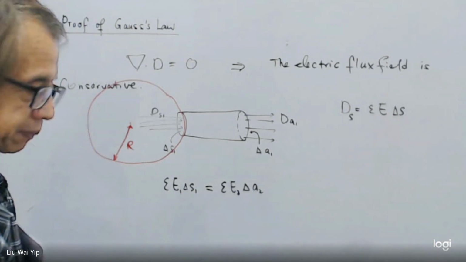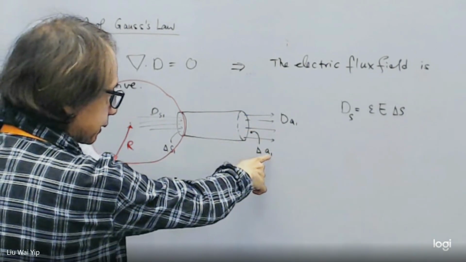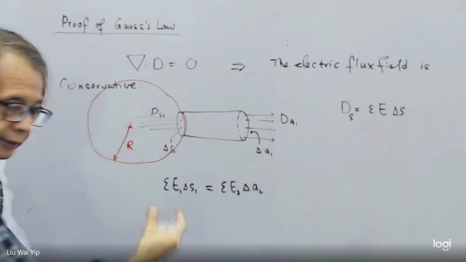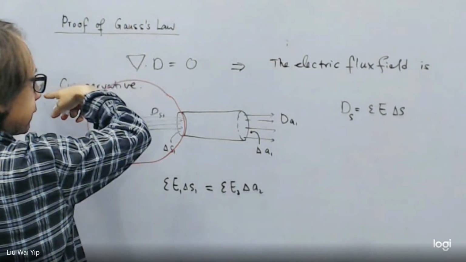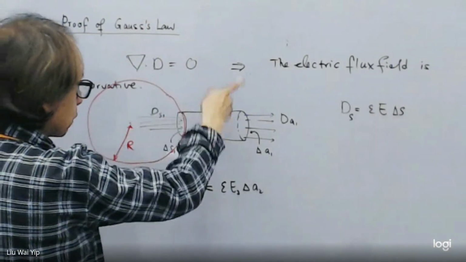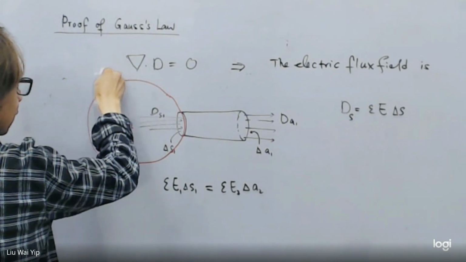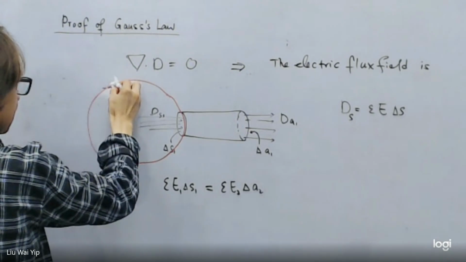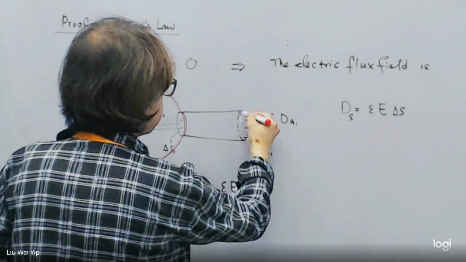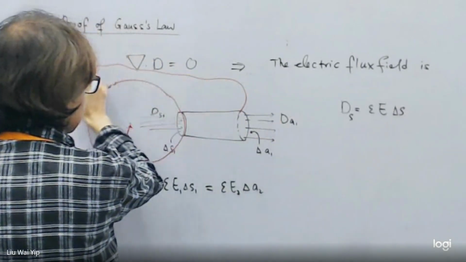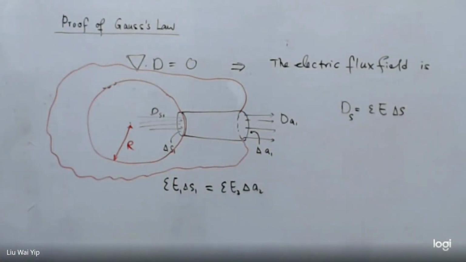And on the other hand, this delta A1 here is the section of a Gaussian enclosure, and this Gaussian enclosure is not a perfect sphere. It can be an irregular shape. It can be something like this. So this is the section we are considering.